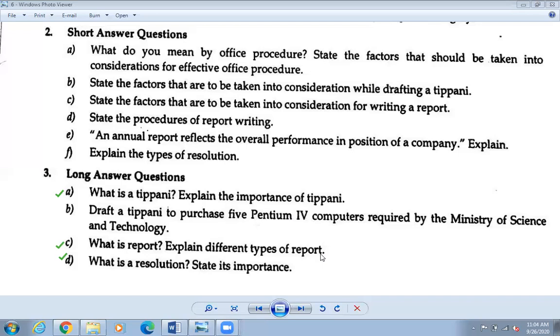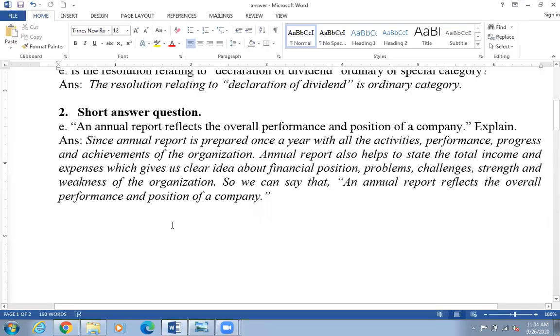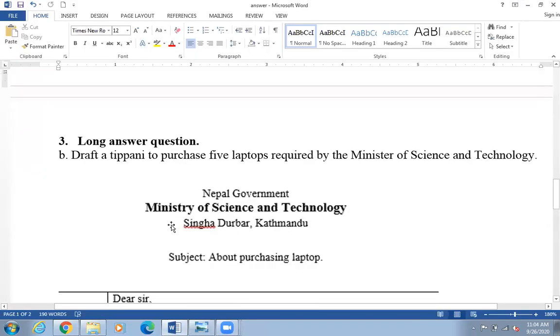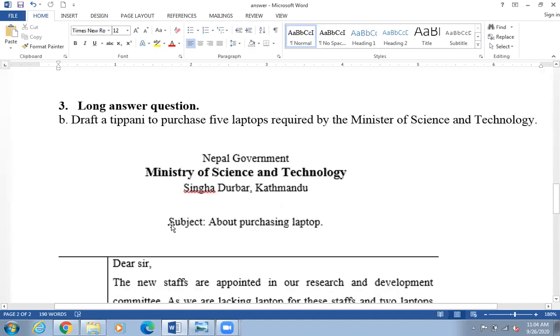Okay, so let us see how to make the draft, how to make the tender. Last time also we have already discussed how to make the tender. Let me show you that answer also. I have made it for you. So, a long answer type question: draft a tender to purchase 5 laptops. This is your question in the new book.